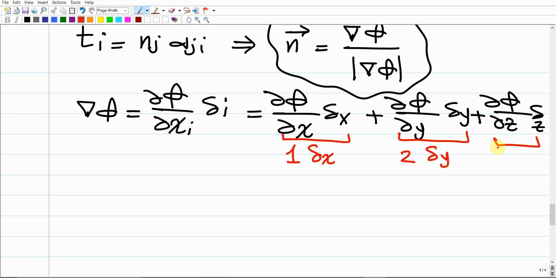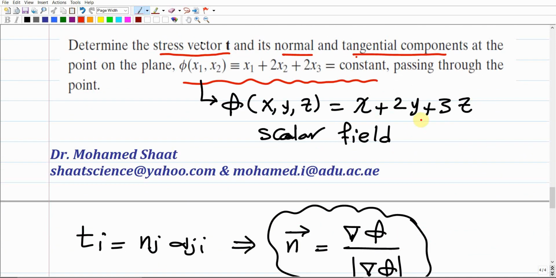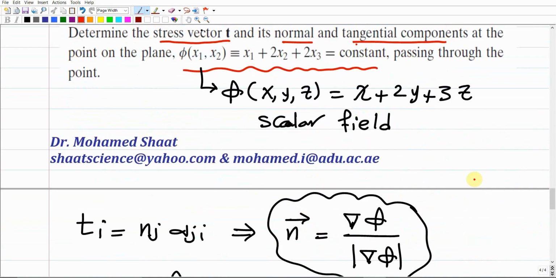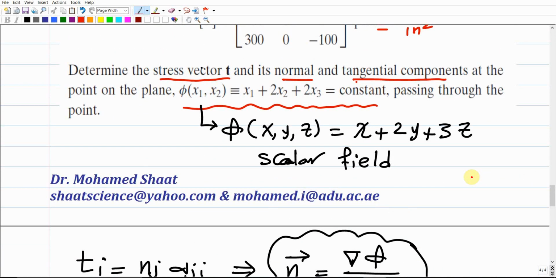How about this term, the partial derivative of the same function with respect to z? This term will be 0, 0, but this term is going to give us 3. Let me double check. No, this should be 2, not 3. This should be 2, 2x3, so this should be 2. Okay, let me just correct this one to have the same given, so you aren't going to be confused.